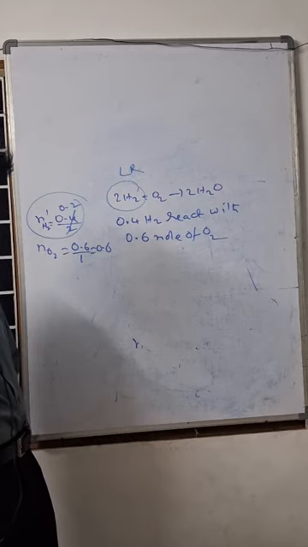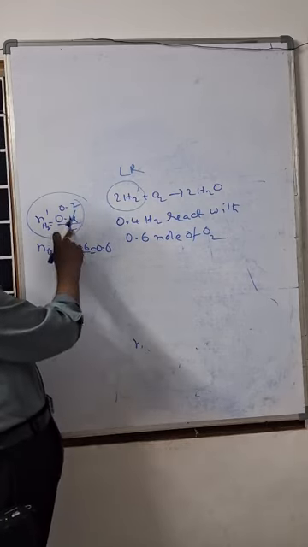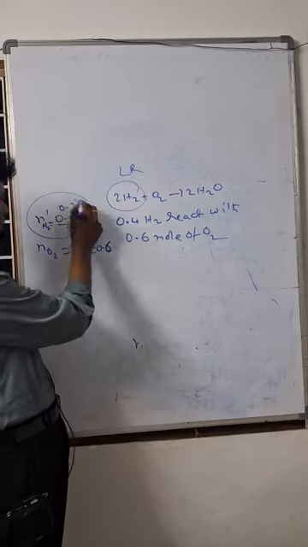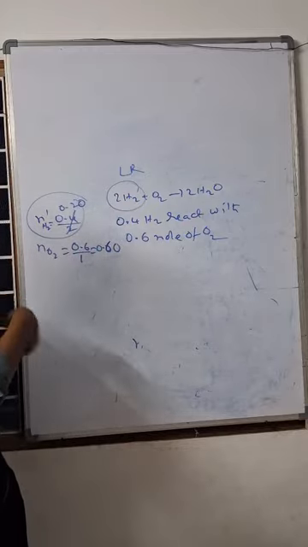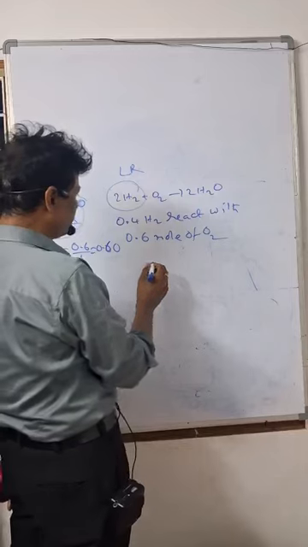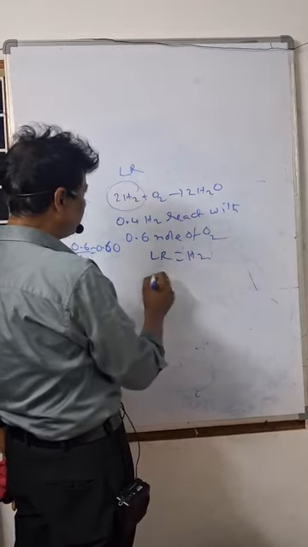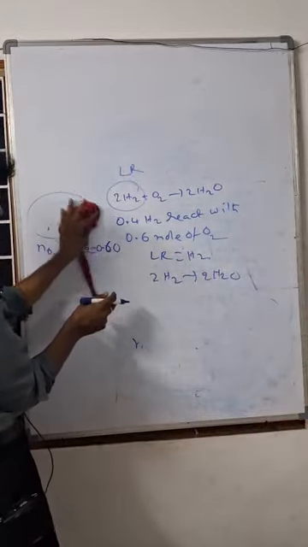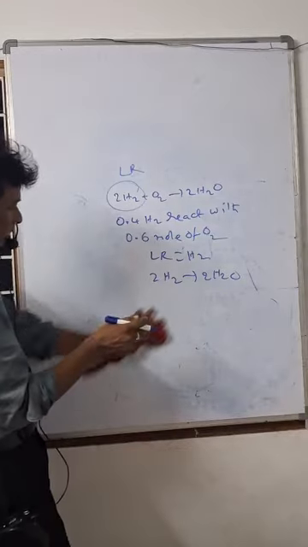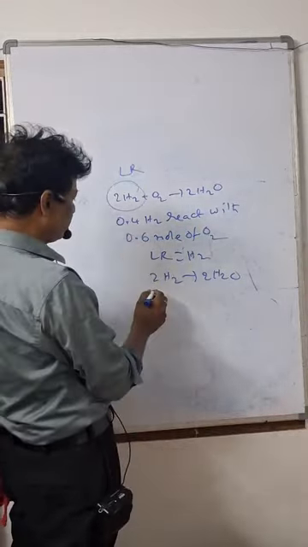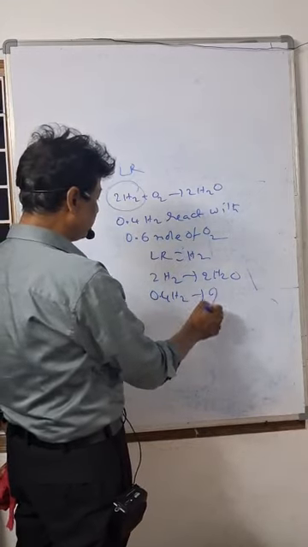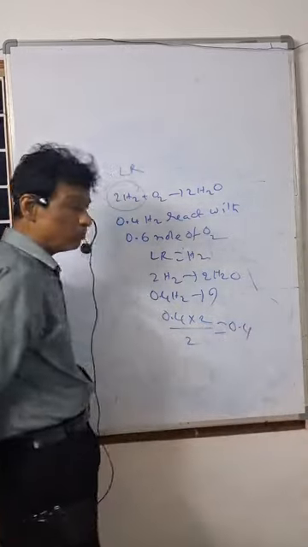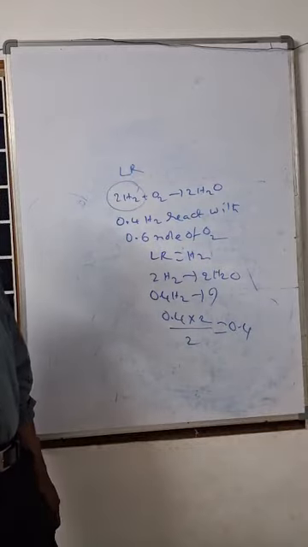So compare these two values, 0.2 and 0.6. 0.2 is the least one, so it is the limiting reagent. From this you can do the calculation. Limiting reagent is hydrogen. 2 moles of hydrogen produce 2 moles of water. 0.4 moles of hydrogen produce how much? 0.4 into 2 by 2 is equal to 0.4. The answer is 0.4 moles of water.